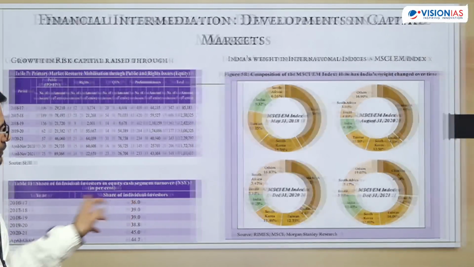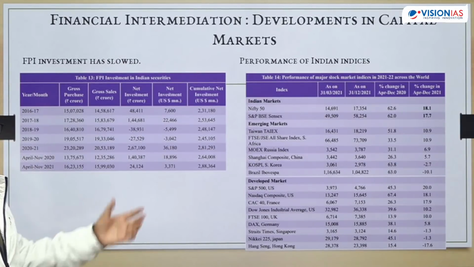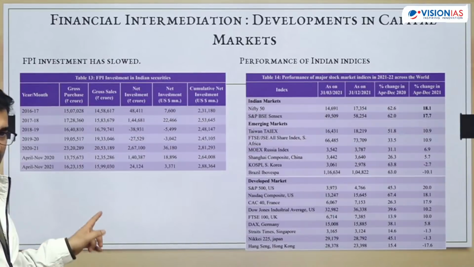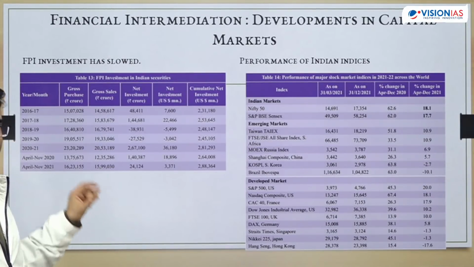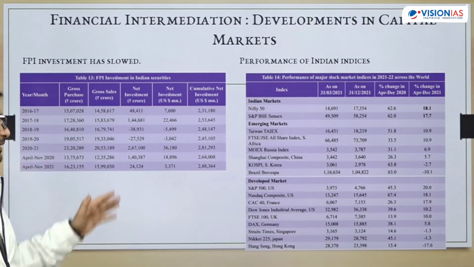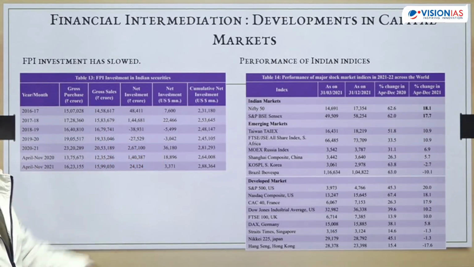So this is with respect to capital markets. As I said, I have also already talked about the performance of Indian indices and investment by foreigners. I said in the beginning only, investment by FPIs last year has come down, but earlier it was quite high. In 2020 it was quite high. Last year it was a little bit less.